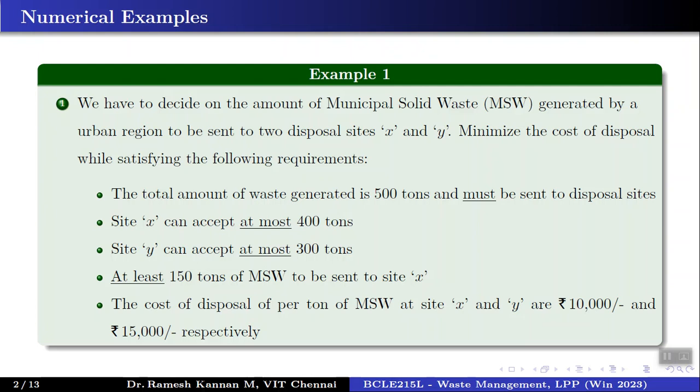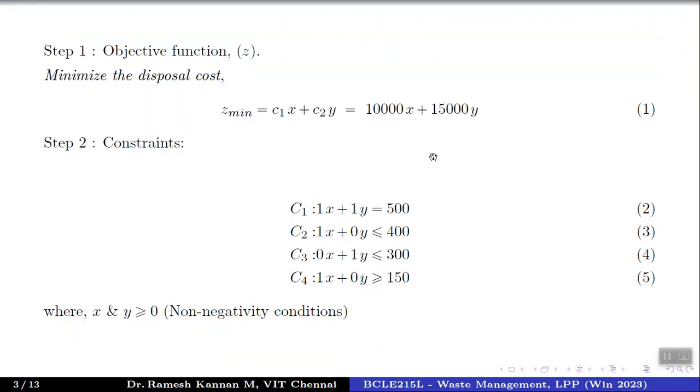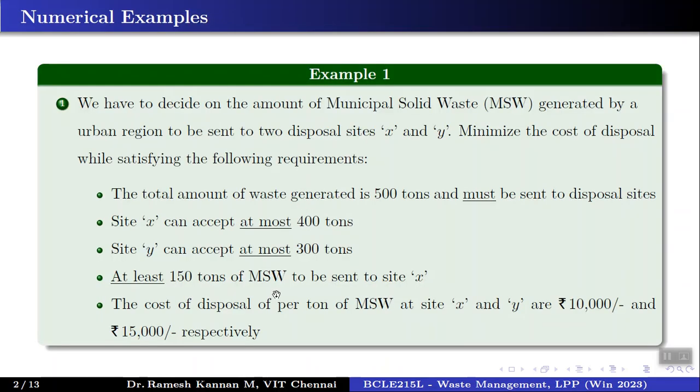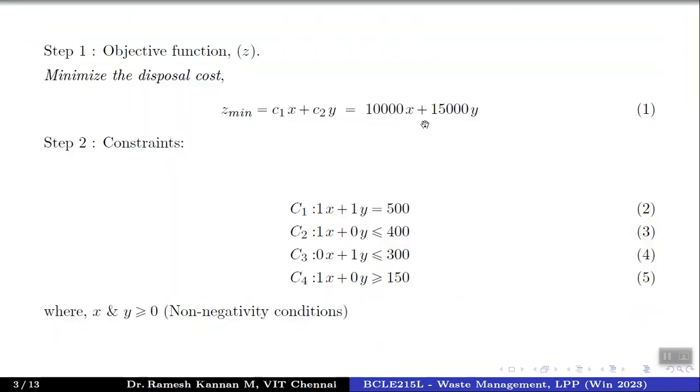How do we solve this? We use linear programming for this, right? The objective function is to minimize the cost of disposal. So it's a minimization problem. Z minimum equals C1, the cost coefficient of X, which is the cost of disposal at site X, which is 10,000 per ton, and the cost of disposal at site Y is 15,000 per ton.